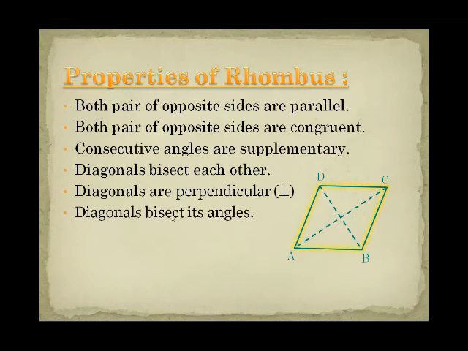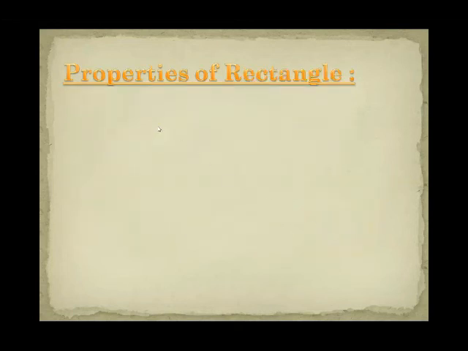This one is diagonals bisect its angles. Angle A is bisected by this diagonal, angle B is also bisected by this diagonal, and angle C and angle D are also bisected by the diagonals. Now the last property is all four sides are congruent. In a rhombus, we already know that all four sides are congruent. These are the properties of the rhombus.